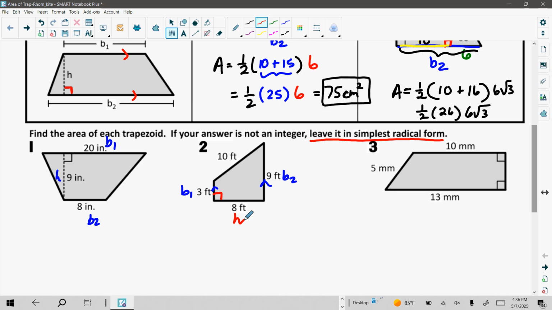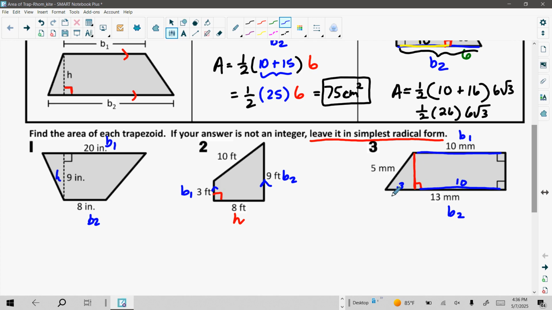Now, when we get to number 3, we have base 1 is 10, base 2 is 13. And just like our example 2, we're missing the height. So we're going to have to draw this vertical line and create that. When I do that, because I knew in this rectangle this is 10, well, this will also be 10. If I know the whole thing is 13, that means this little piece inside of this triangle is 3.